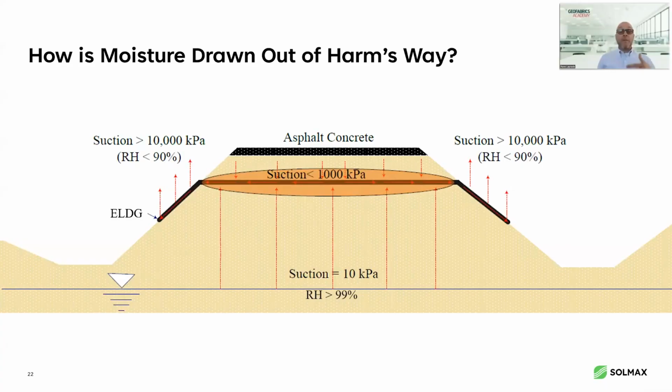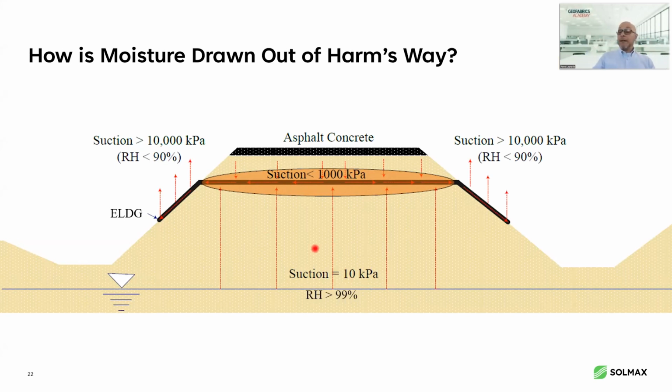And the question now becomes, well, how does it do this? How is that moisture drawn out of harm's way? It all has to do with relative humidities and suction. So suction in a soil is inversely proportional to its relative humidity.